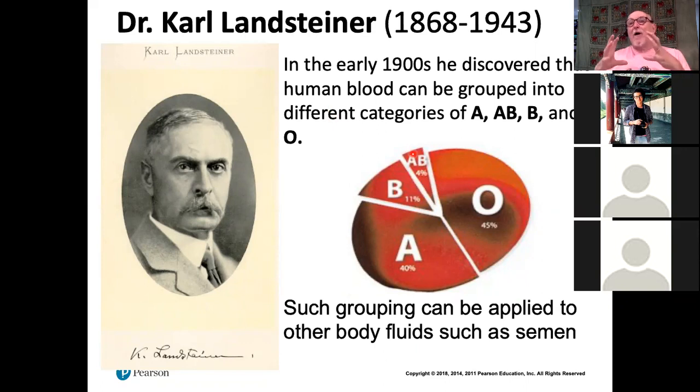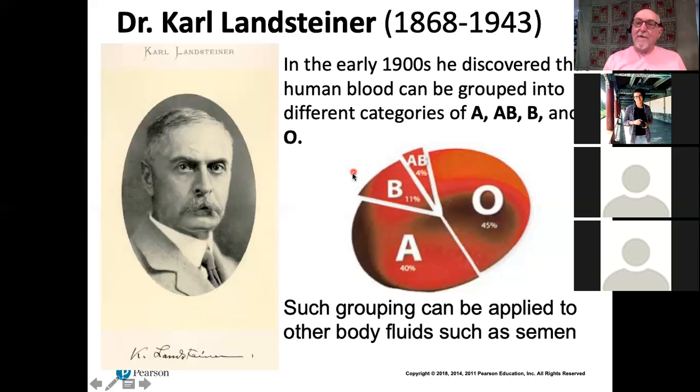This allows us now to look at a blood stain and say that this blood came from somebody who belongs to this particular group. That in itself may be enough. It may be enough to include somebody in a suspect pool. It may be enough to exclude somebody from a suspect pool.